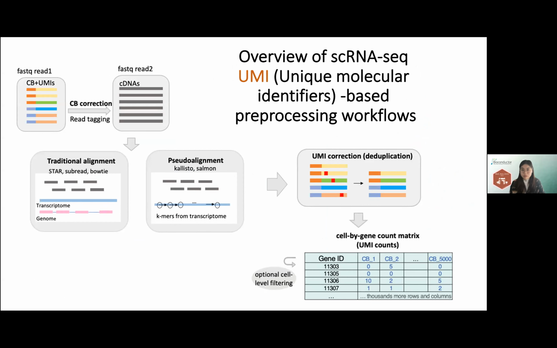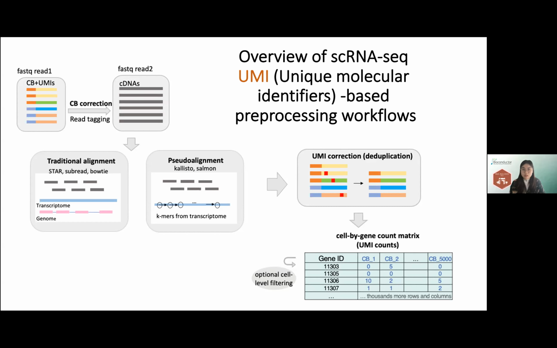So here we only focus on the UMI-based preprocessing workflows. UMI here stands for unique molecular identifier. It's different from the cell barcode. The cell barcode tells you the origin of the cell, which cell it comes from, but the UMI is tagged to the molecule before the PCR. In this way, you can count the transcripts without the influence of PCR amplification. And this strategy is what is widely used in this field.